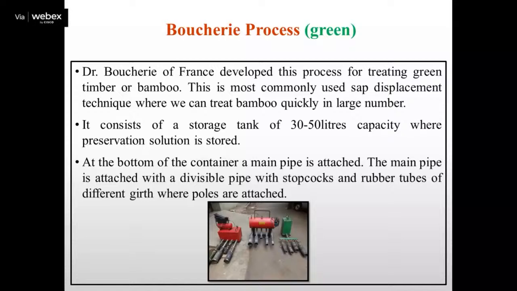So it consists of a storage tank of 30 to 50 liters capacity where the preservation solution is stored. At the bottom of the container, the main pipe is attached. The main pipe is attached with a divisible pipe with stopcocks and rubber tubes of different girth, where the poles have to be attached.